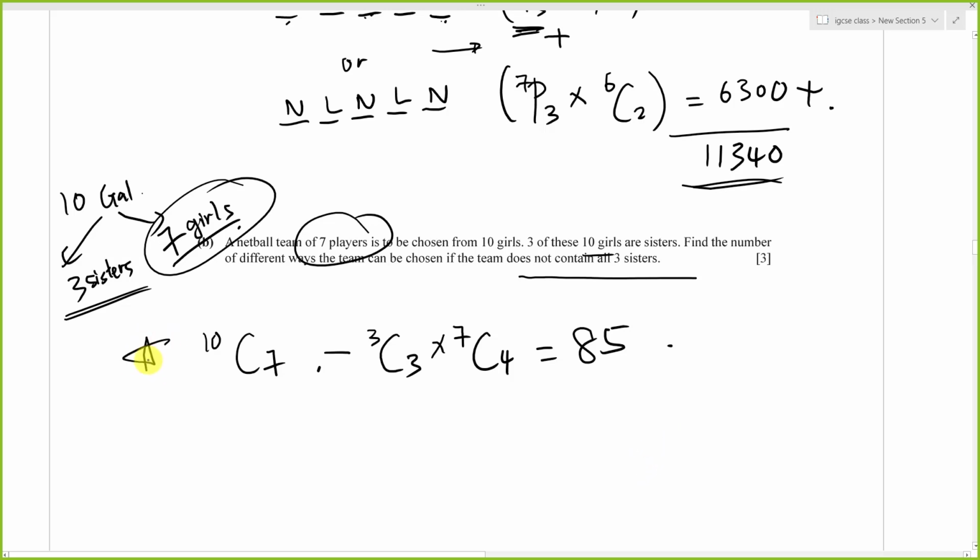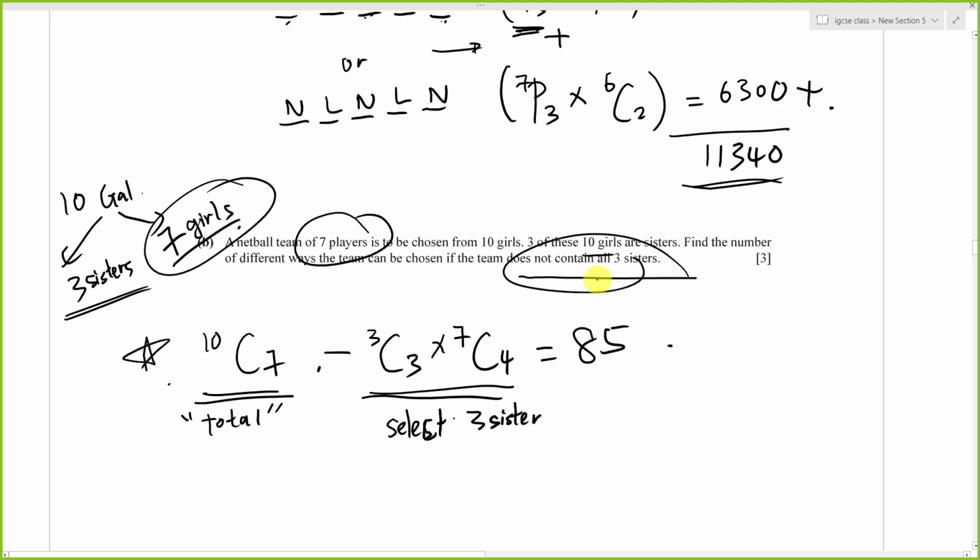Okay, I would say this one will be the fastest way to do this kind of question. So this one is like the total. Normally I call it total. Basically, it's all the chances you can do if you want to select 7 players out of 10 girls, minus this, which is select 3 sisters. Why do I select 3 sisters? Because they cannot accept having all the 3 sisters, right? So I minus the thing they cannot accept, then what I have left is the chance they can accept.